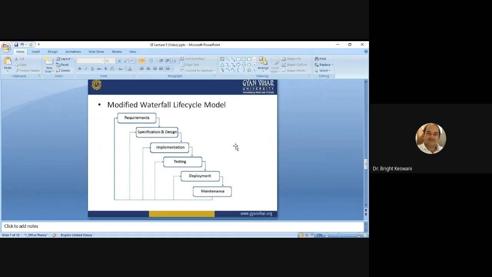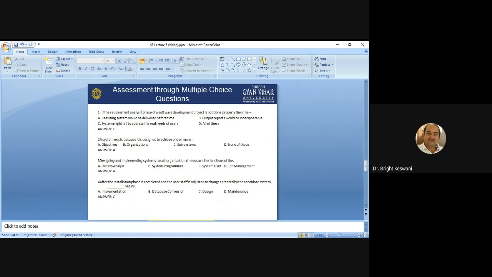Now, this is the time for self-assessment, assessment through multiple choice questions. The first question is, if the requirement analysis phase of a software development project is not done properly, then the options are: a resulting system would be delivered before time, or output report would be indecipherable, or the system might fail to address the real need of user, or all of these.